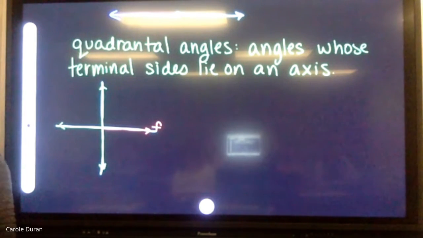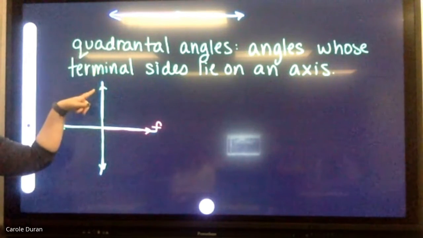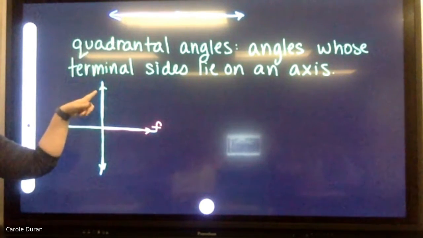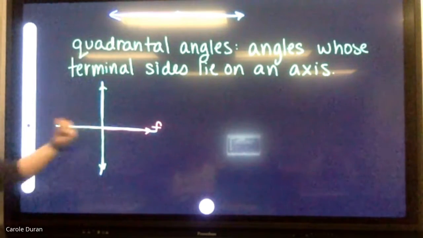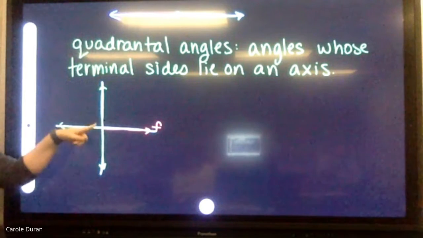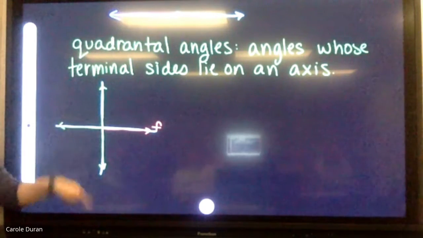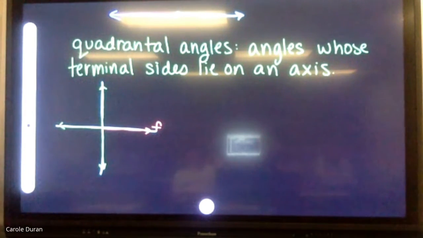And then we know from geometry that if it lies along the y-axis going up, that's a 90 degree angle. If it lies along the x-axis going left, that's a 180 degree angle. And then if it lies along the y-axis going down, that's a 270 degree angle, right? Because each quadrant is 90 degrees. So that's just helpful information in there as well.